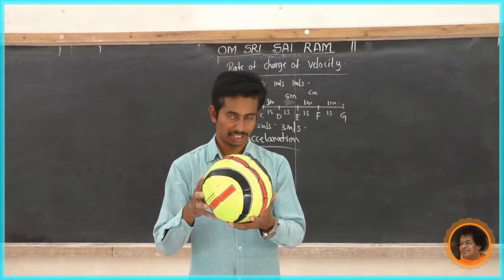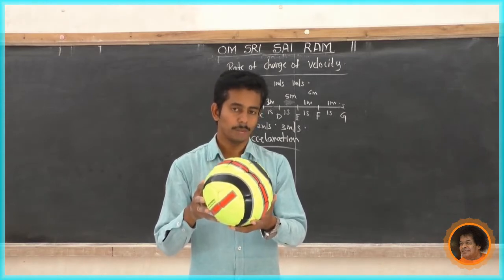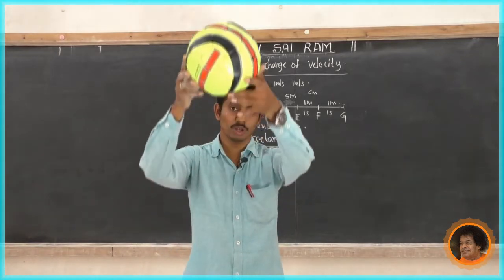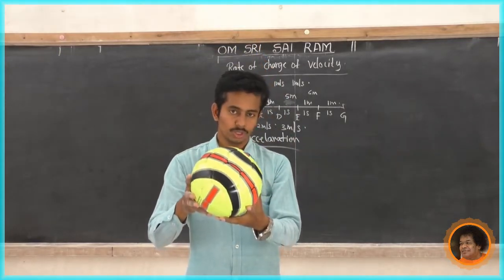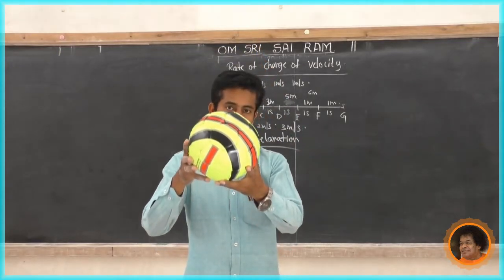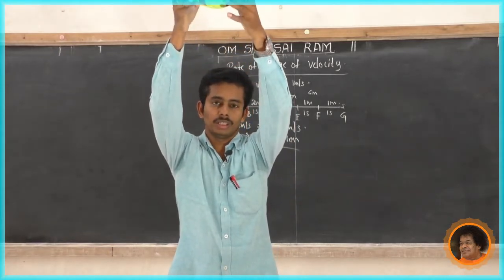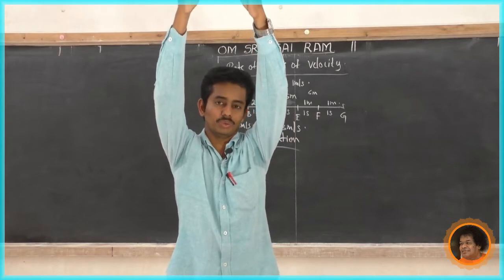Now it is at rest. When I throw it upwards, it moves, which means it gains velocity. The velocity is changing: 0 meter per second, 1 meter per second, 2 meter per second, 3, then 4, 3, 2, 1, 0.